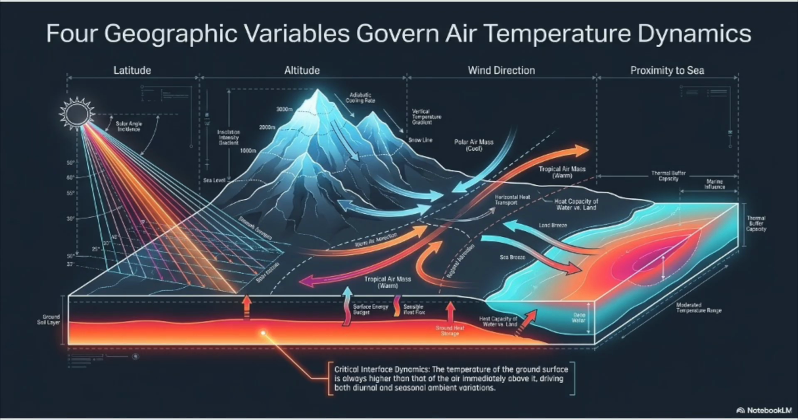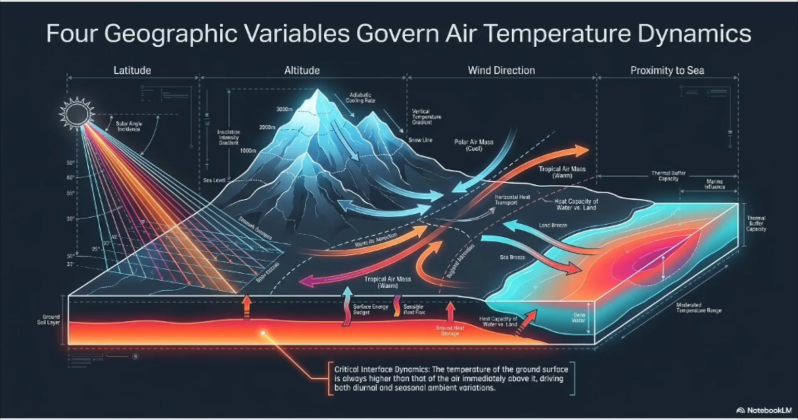Air temperature dynamics on a large scale are governed by four key geographic variables. Latitude determines the angle at which solar rays strike the Earth, directly influencing insolation intensity. Altitude affects temperature through the adiabatic cooling rate, creating a vertical temperature gradient as you move higher up a mountain. Wind direction plays a role too, since polar air masses are cool while tropical air masses are warm, and horizontal heat transport moves this energy across regions.